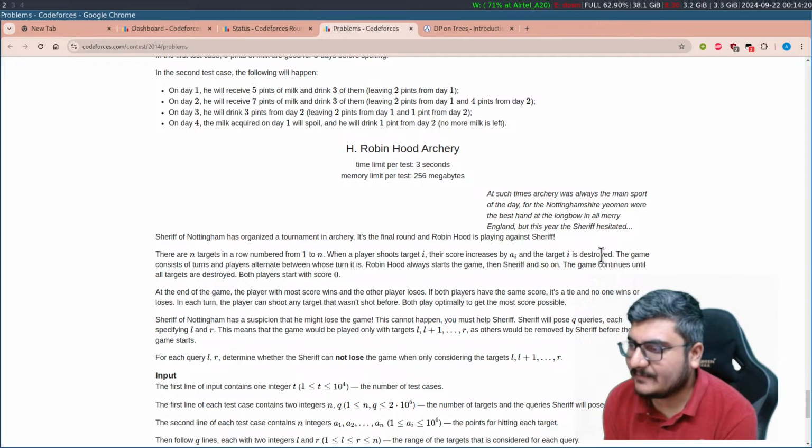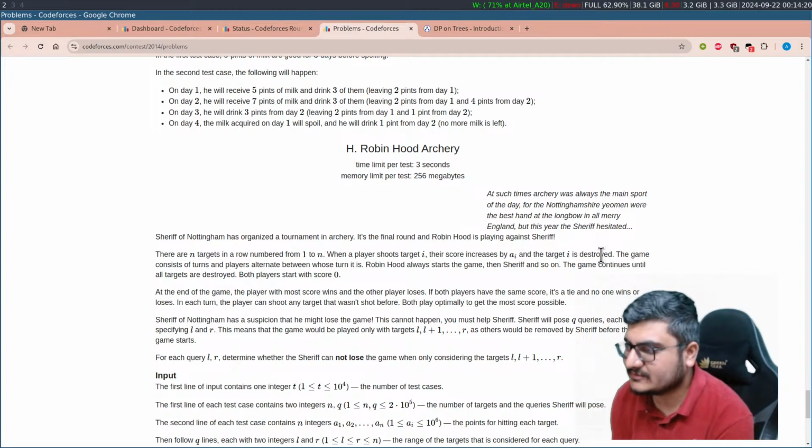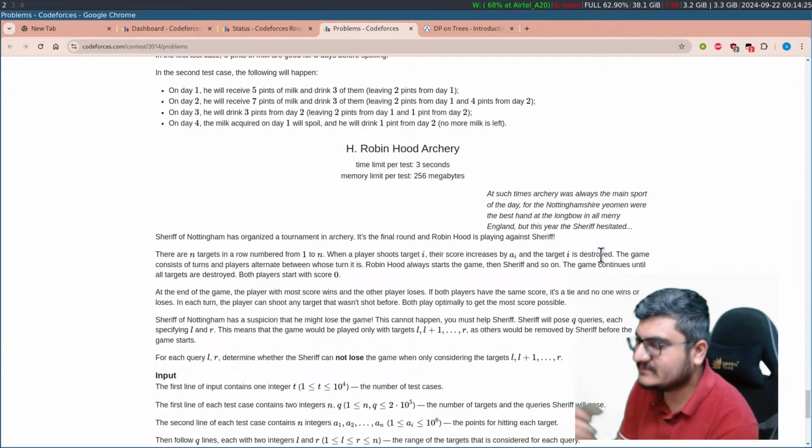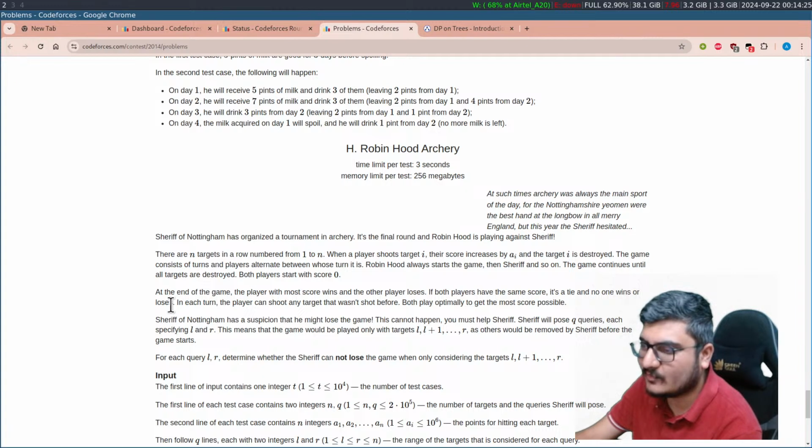At the end of the game, the player with the most score wins and the other player loses. If both players have the same score, it's a tie and no one wins, no one loses. In each turn, the player can shoot any target that was not shot before. Both play optimally to score the most possible.